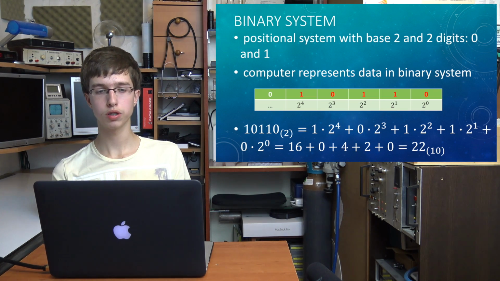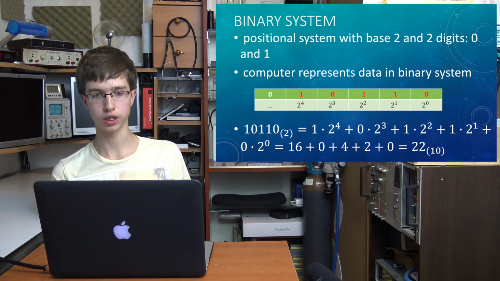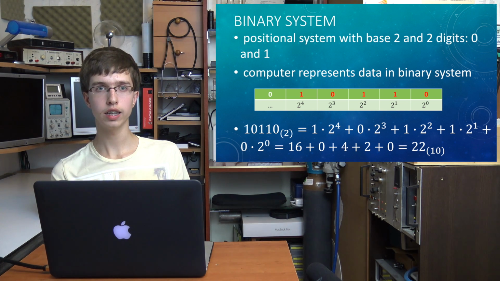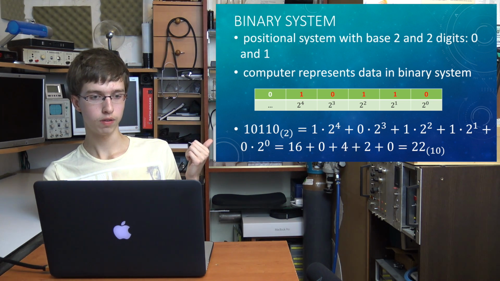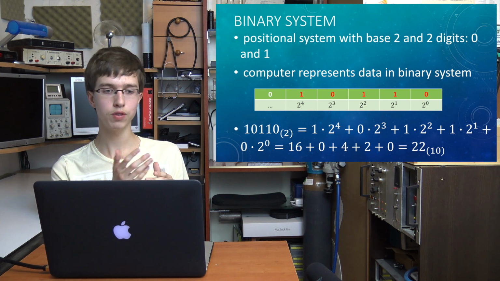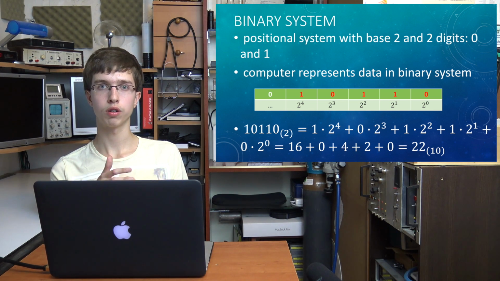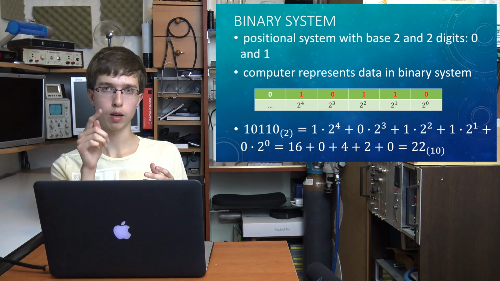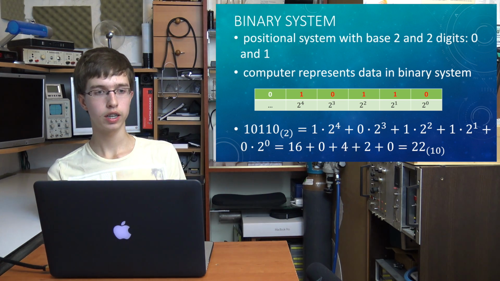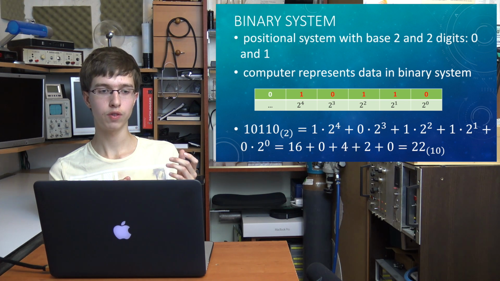Binary system is a positional system with base 2 and 2 digits, 0 and 1. And it's mainly used to represent computer data. As we can see in this table, this is a similar case as for the decimal system, so each position has 2 to some power.